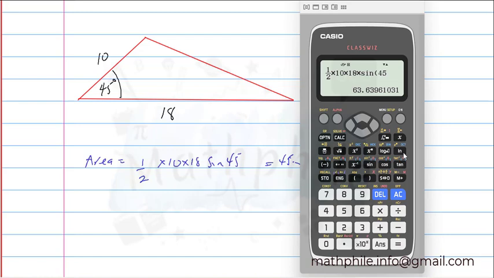1 over 2 times 10 times sine 45. So that is the answer, right? Okay. So do you get how to find the area? Yeah, I understand. So you can also add that one to the formulas.